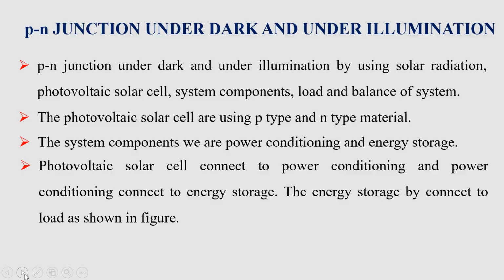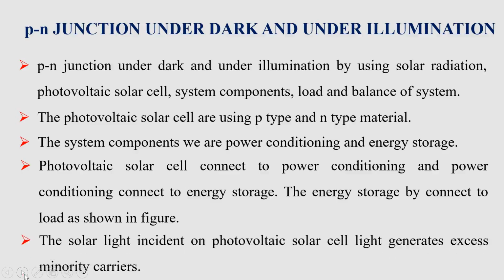Okay, in the next slide figure we have also discussed this. The solar light is incident on the photovoltaic solar cell, and the light generates excess minority carriers. This means solar light is incident on the photovoltaic cell, and that's why the light generates excess minority carriers.